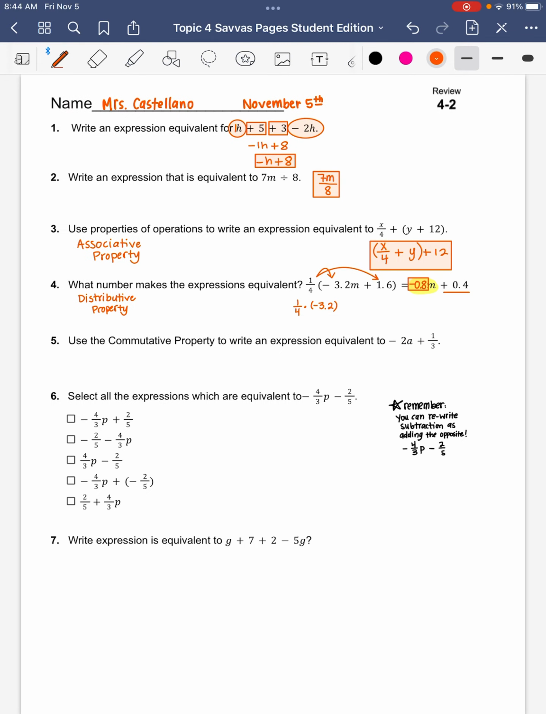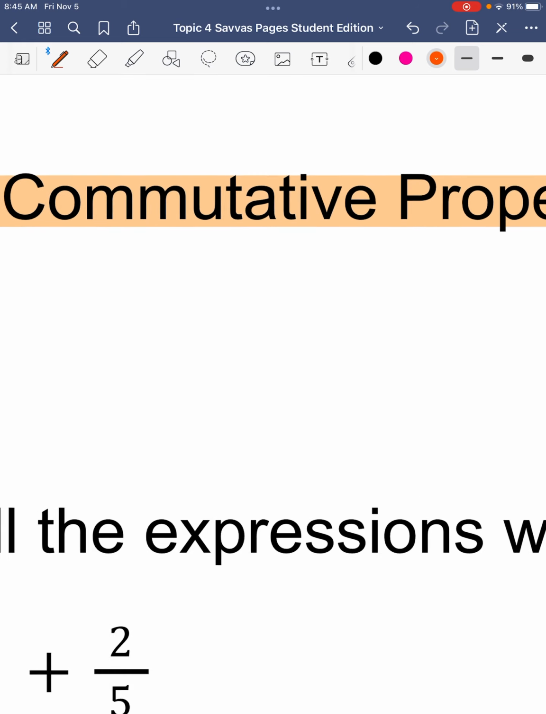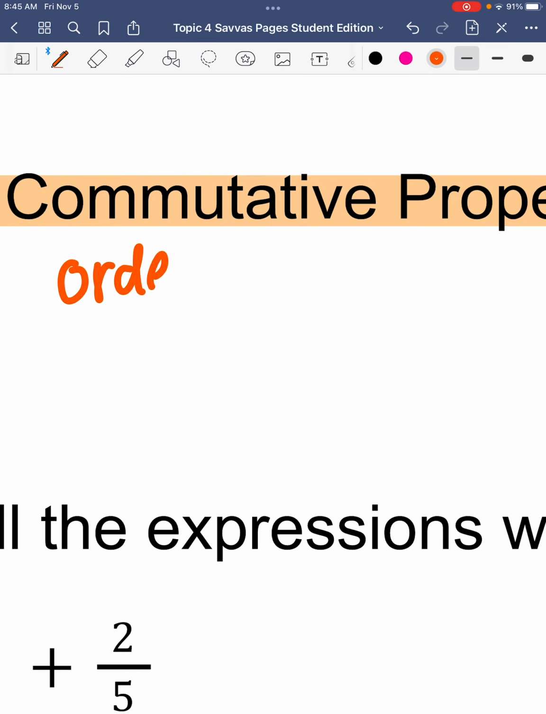Okay, moving on to number 5, use the commutative property to write an expression equivalent to negative 2a plus 1/3. Okay, the commutative property. Remember, this is the one that says order does not matter.